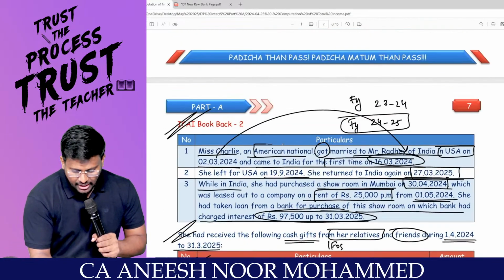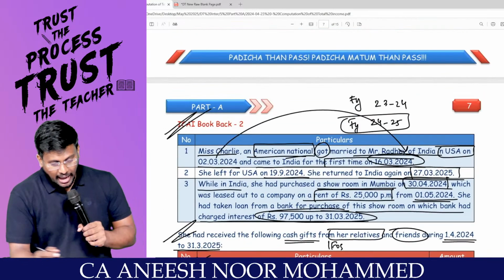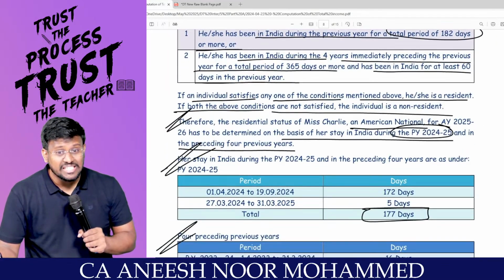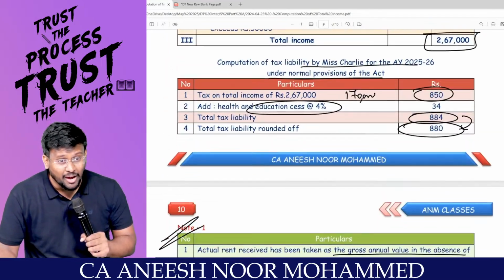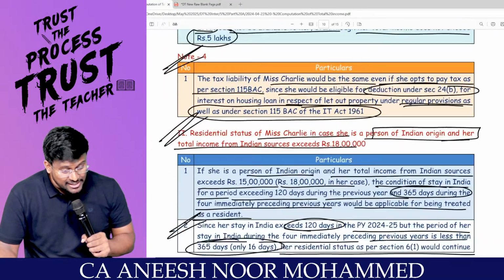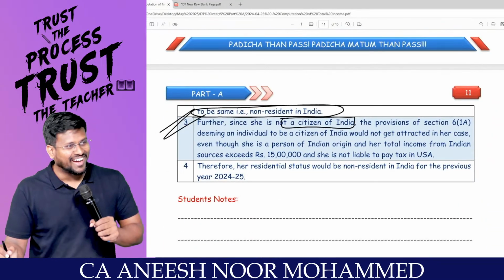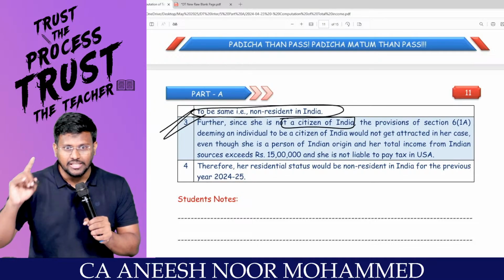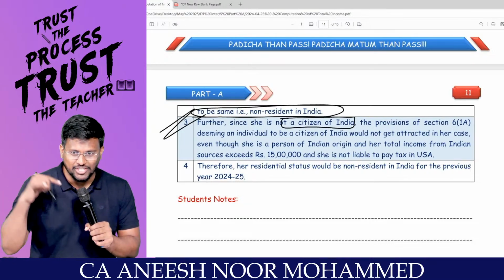Mr. Charlie, a dash national, American national. So section 6.1A will be applicable only to an Indian citizen. Right? I already highlighted. Now able to appreciate?